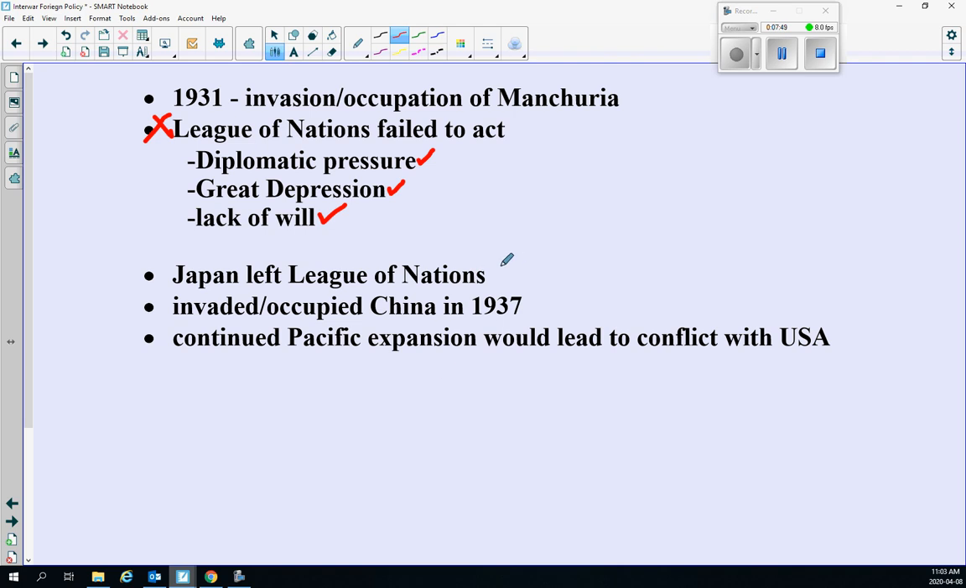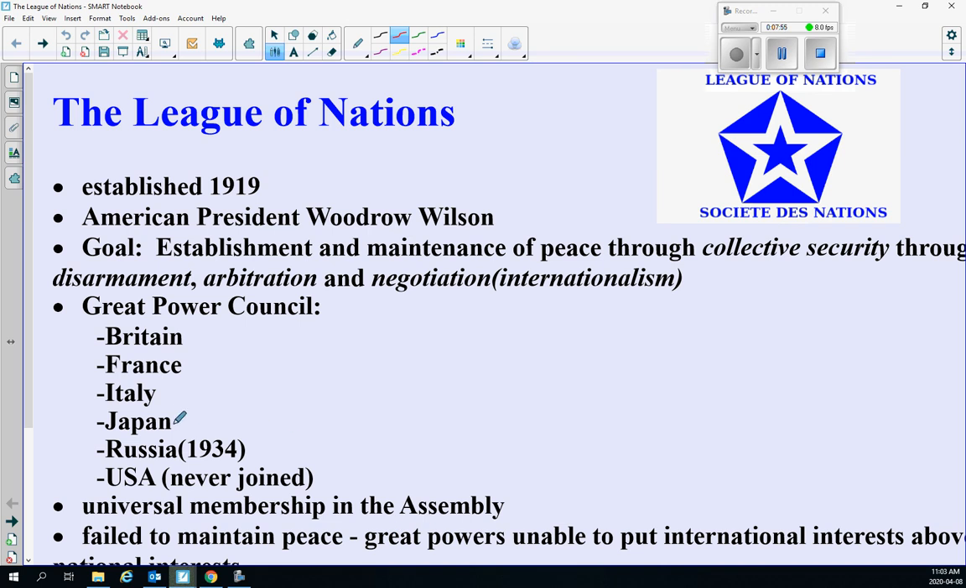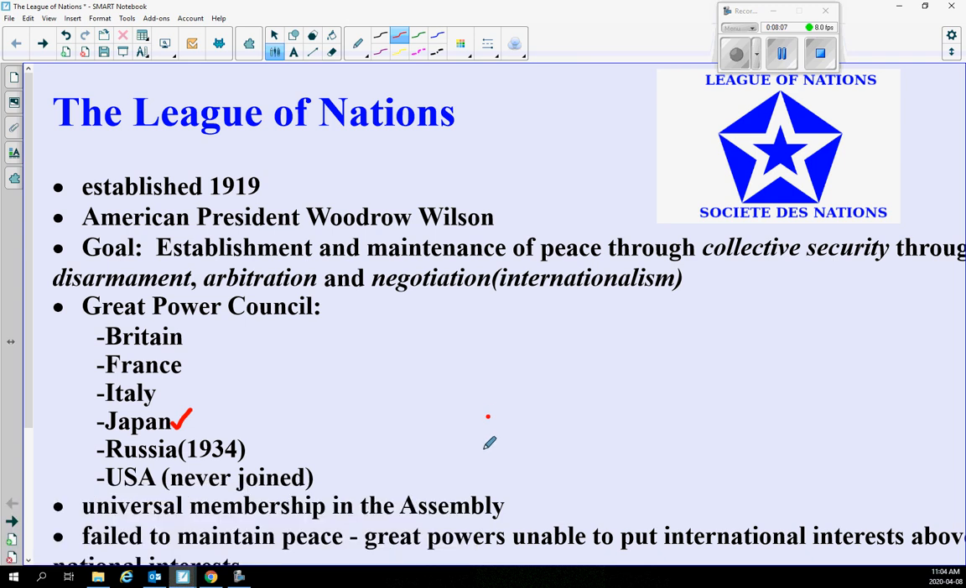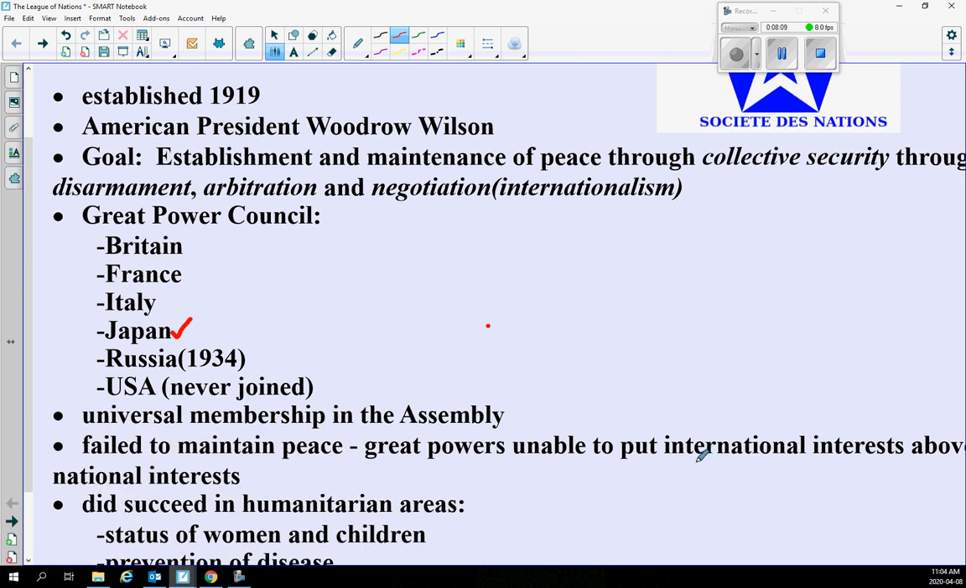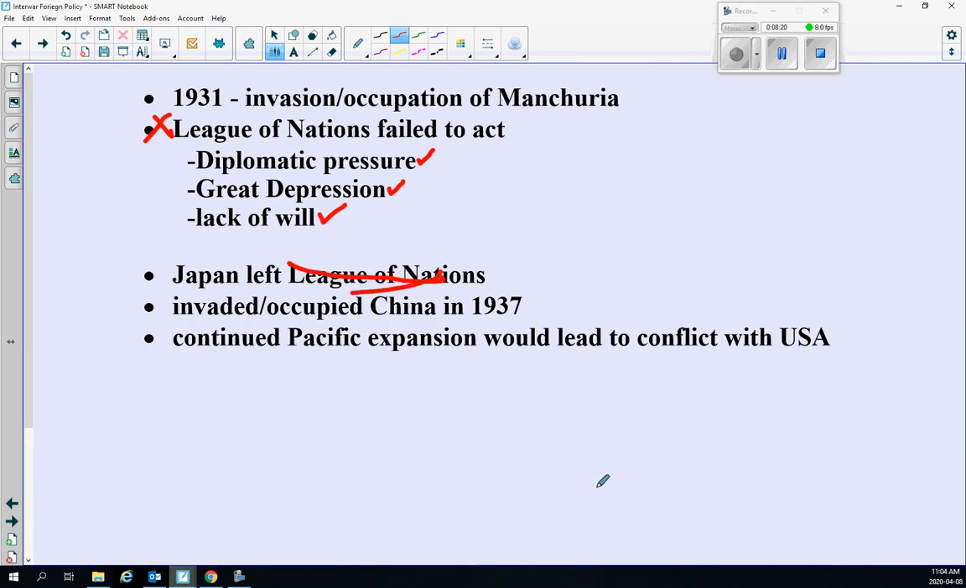In the end, Japan walked out of the League of Nations altogether. Don't forget that Japan itself was one of the great powers in the Great Power Council of the League of Nations. I mean, you would think they would be setting an example and not expanding at someone else's expense. But again, it shows you why the League of Nations failed. The great powers couldn't put aside their own national interest in favor of international interest. And so here's a demonstration of why the League just didn't work at that time.